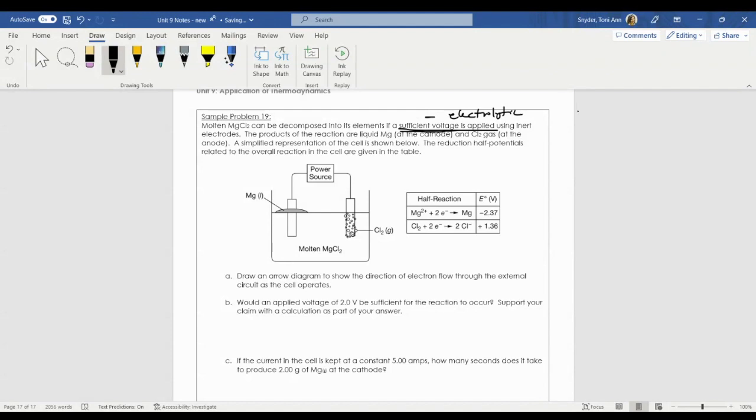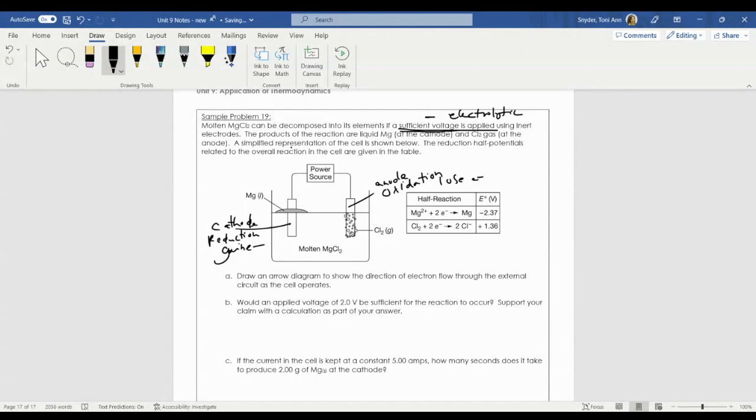The products of the reaction are liquid magnesium at the cathode. So I have liquid magnesium here. This is my cathode. And I have chlorine gas at the anode. We could label this if we want. Cathode. And I have anode. So if I remember, reduction occurs at the cathode, and oxidation occurs at the anode. And I remember the difference literally because anode and oxidation both start with vowels. So this must mean that magnesium is getting reduced and my chlorine is getting oxidized. So reduced means it's gaining electrons. And this guy means it must be losing electrons.